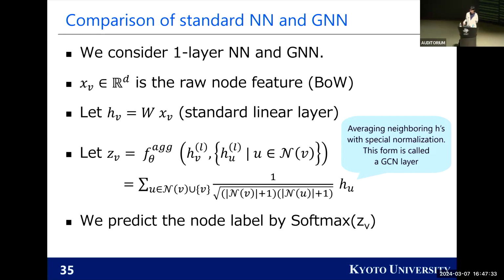And this form of aggregation is called the GCN layer, or graph convolutional neural network layer. And we defined the graph node embedding Z_V. After that, we predict the node label by softmax of Z_V. And we trained this network by the standard procedure.